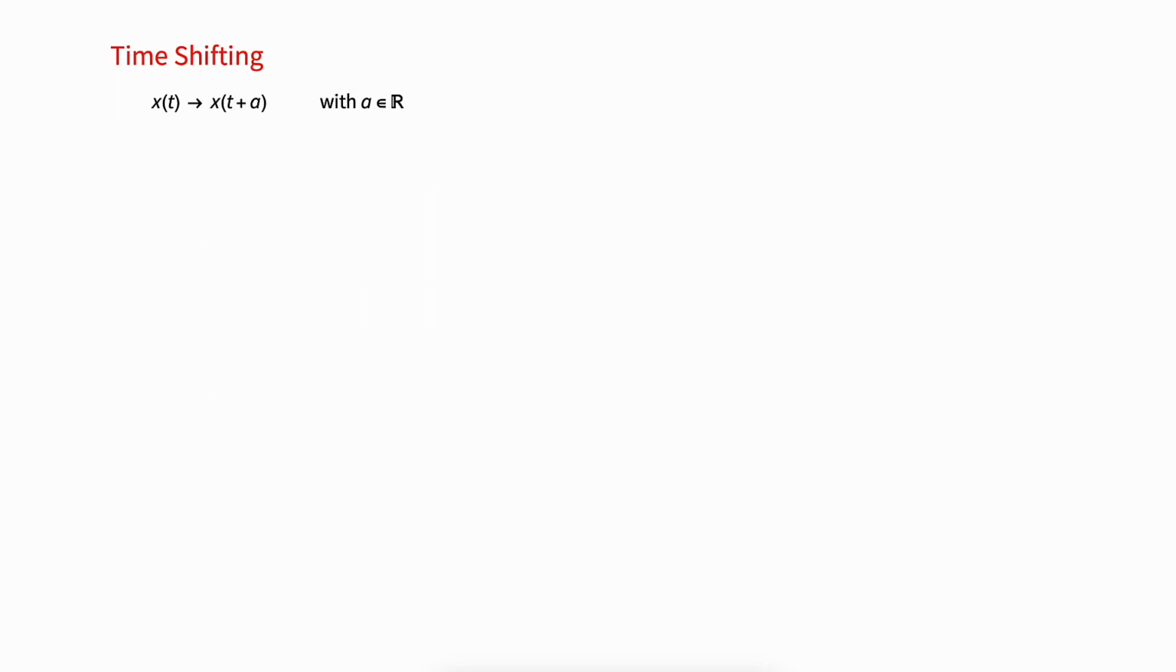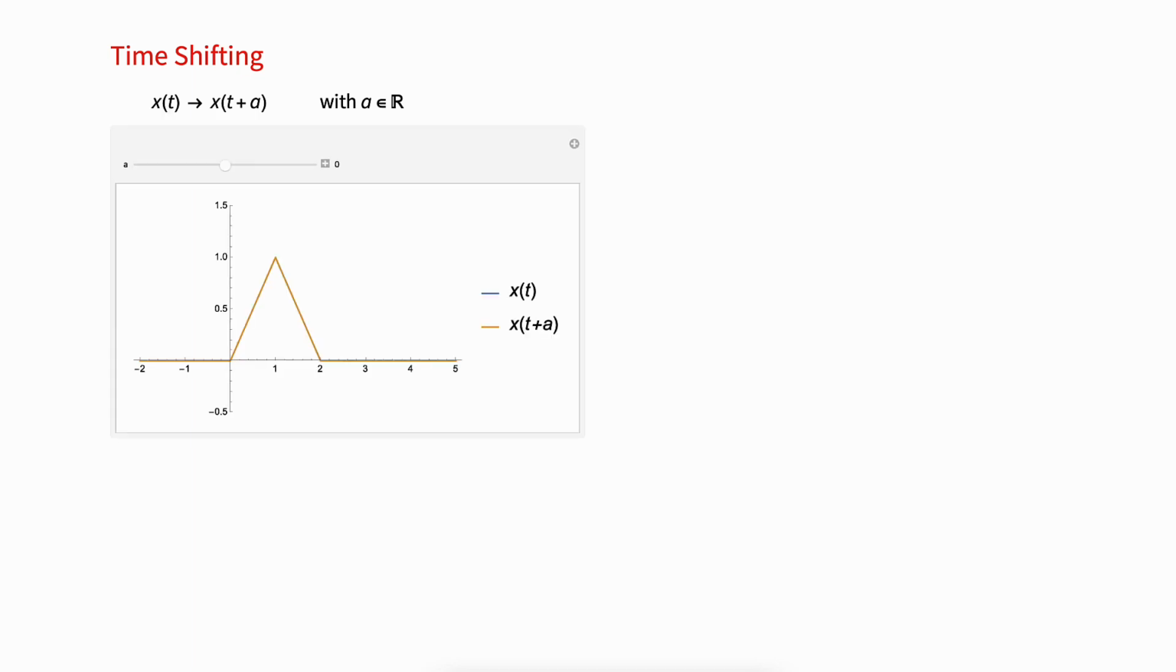Time shifting is when we are adding a shifting parameter a to the independent variable t. So instead of x of t, we will have x of t plus a. As we change the value of a, for negative values of a, the signal gets shifted to the right horizontally, and basically the signal occurs at a later time. We call this time delay. And when the value of a is positive, the signal is shifted to the left. This is what we call time advance, as the signal is occurring at an earlier time.